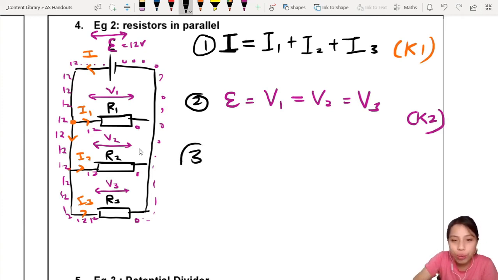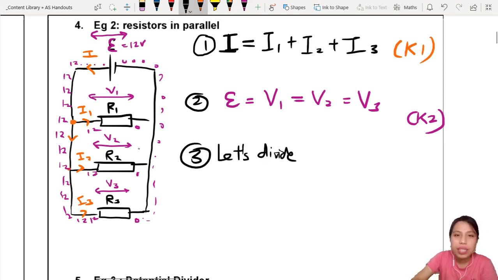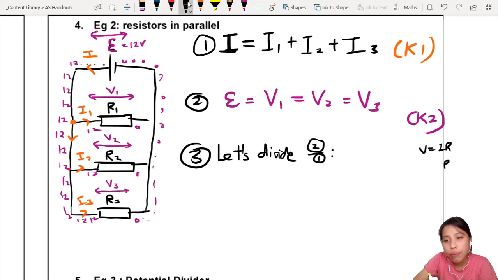What are we going to do? Third step, let's divide. You want me to write more steps? Okay, I want to write. I just say let's divide. What shall we divide? Let's divide 2 by number 1 to get resistance, because you know V equals IR. If I want resistance, I have to do V divided by I. So 2 divided by 1, 2 is all the E stuff.